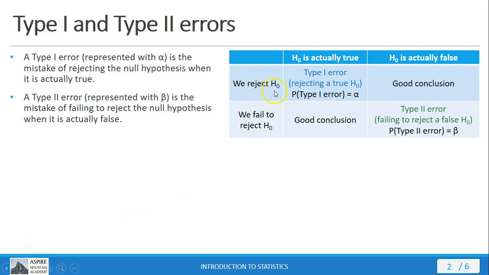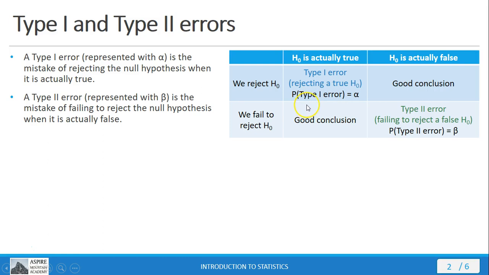Because we can reject or fail to reject the null hypothesis, and then the null hypothesis could actually be true, which we assume it is, or it could actually be false. If we're rejecting it when it's false, that's great. If we're failing to reject it when it's true, that's also great. But if we reject it when it's actually true, we don't want to reject it. And so that is what we call a type 1 error.